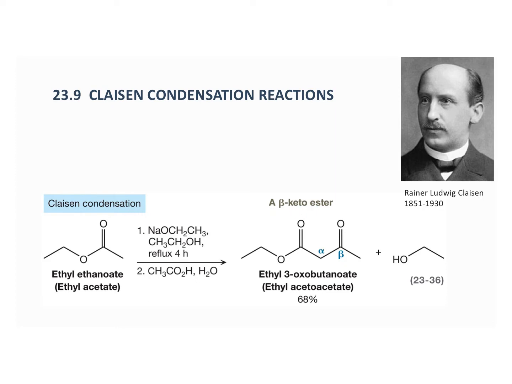And so if you look here, this is the ester, this is the alpha carbon, and that's the beta carbon, and there's a ketone here on the beta carbon, and that's why it's a beta-ketoester, right? This is an example of a Claisen condensation. This was named after Rainer Claisen, who developed it. He lived from 1851 to 1930. You can see his photo here.